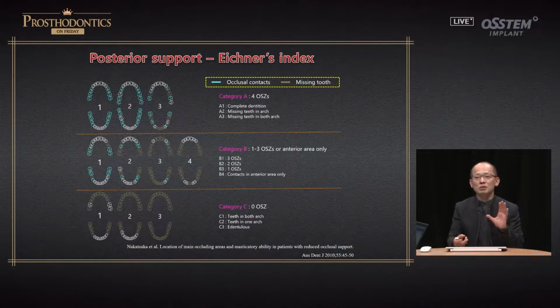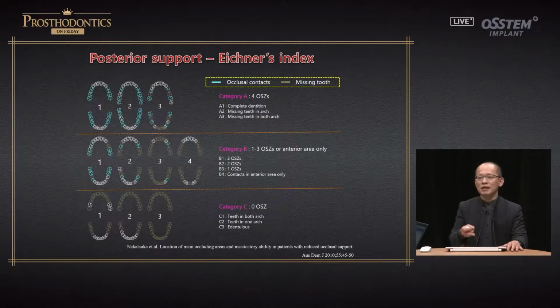So using implants, category B is turned into category A, which makes things simple. In category B, the occlusal support zone is 1, 2, 3, and you also have category C. These are the overall index categories you could use. From category B, using implants for posterior support, if you can have four zones, then you can have a restoration in category A. That is how you can interpret this index.